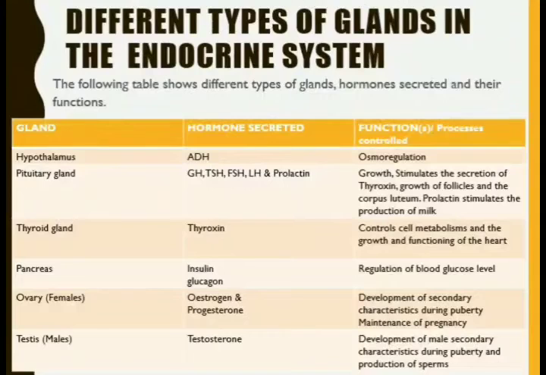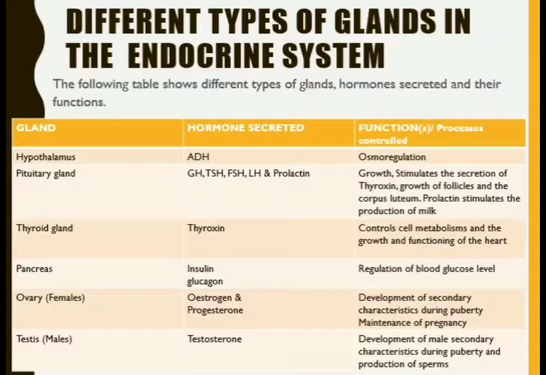Now we'll look at the different types of glands of the endocrine system. The following table summarizes different types of glands, hormones secreted, and their functions. The first type of gland is the hypothalamus, which secretes the hormone ADH. ADH functions in osmoregulation, which is simply the regulation of water in the body. The second type of gland is the pituitary gland or the hypophysis.